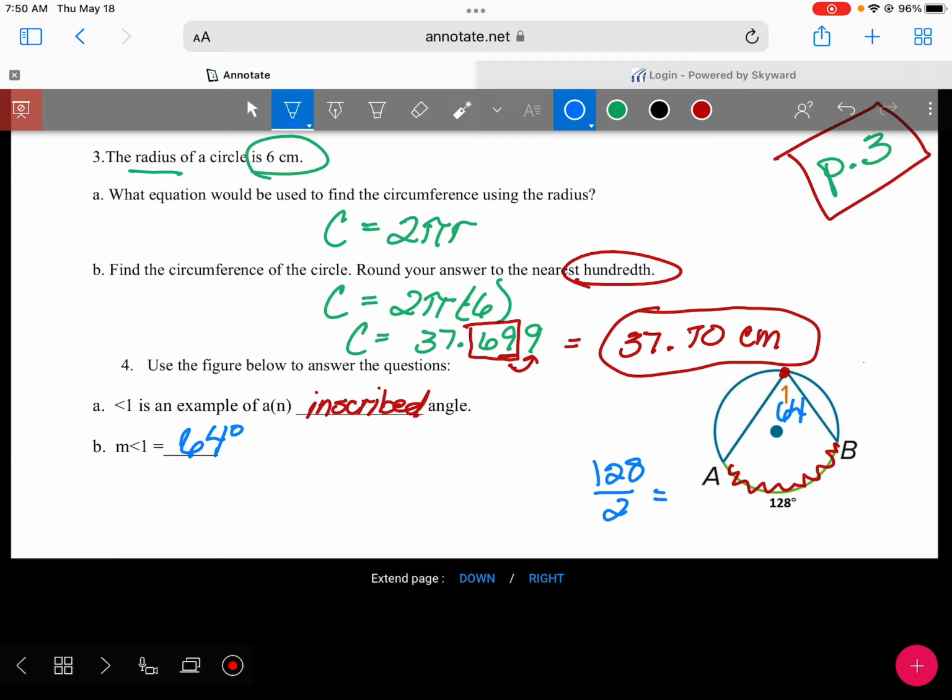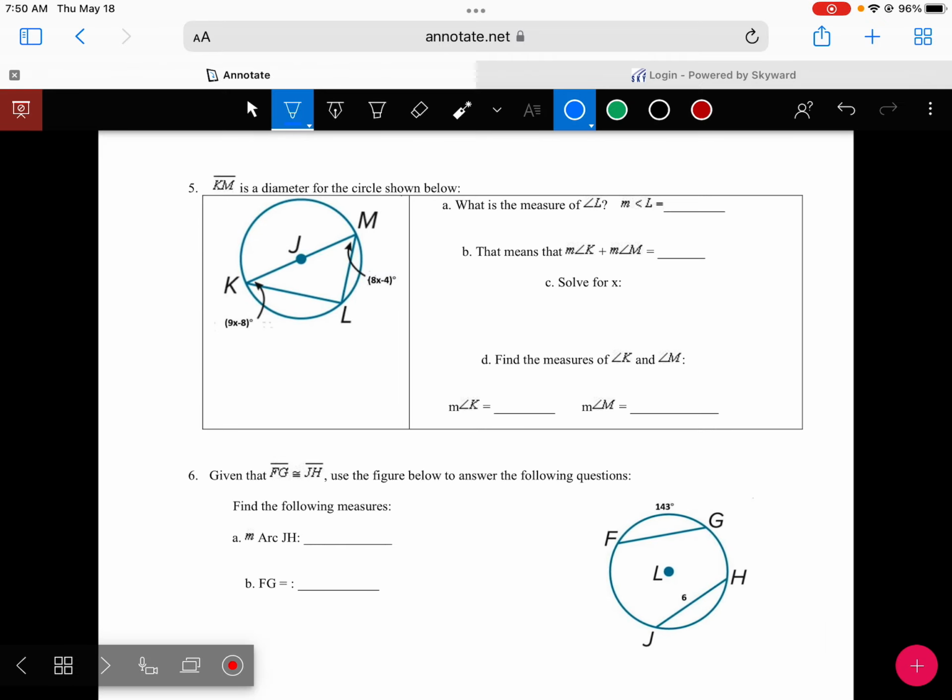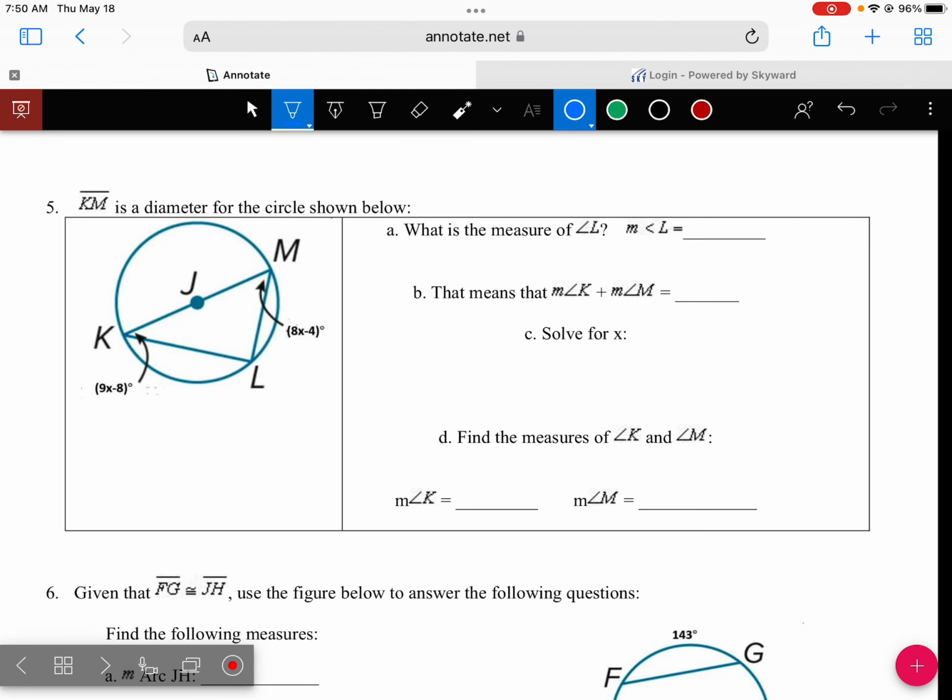Okay, so let's go to the next page. Page 4, number 5. Line segment KM is a diameter for the circle shown below. What is the measure of angle L? Well, question. What is the measurement of this arc? What's the degrees in the arc that I have in red up there? 180. It is 180. Very good.